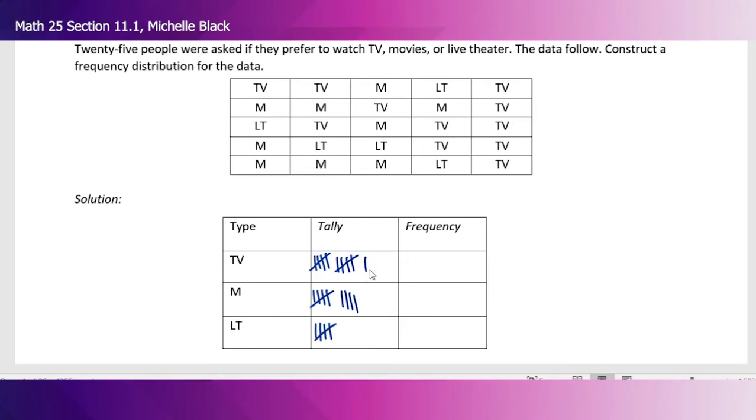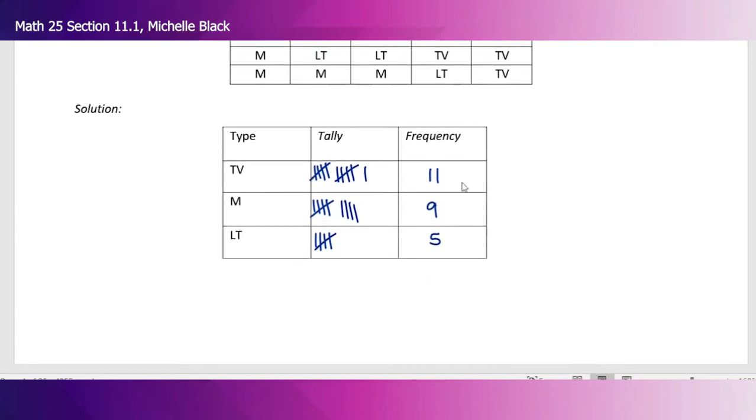Once you have all of your tallies, then you can calculate the frequency by just counting up your tallies. So it seems that 11 of the 25 people prefer to watch television, 9 of the 25 people prefer to watch movies, and 5 of the 25 people prefer to watch live theater. One thing you could do is make sure that you didn't miss any. So if I add these all up, 11 plus 9 plus 5, that does equal 25. So I'm pretty sure that I didn't miss any of them.